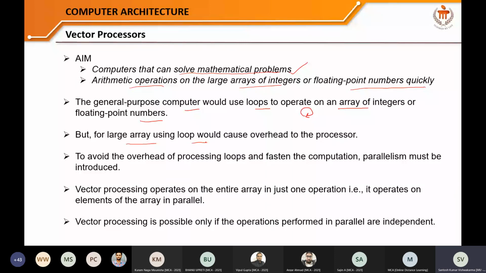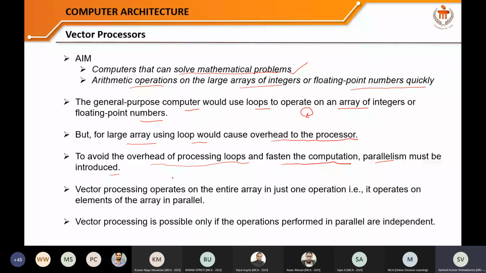As you know, we want efficiency and relevant results, so we don't want overhead in terms of mathematical calculations. That's the third point, and let us see the solution. To avoid the overhead of processing loops and speed up the computation, parallelism must be introduced, as we have gone through in a very detailed session on parallelism. Now let us focus on our topic, that is vector processing.